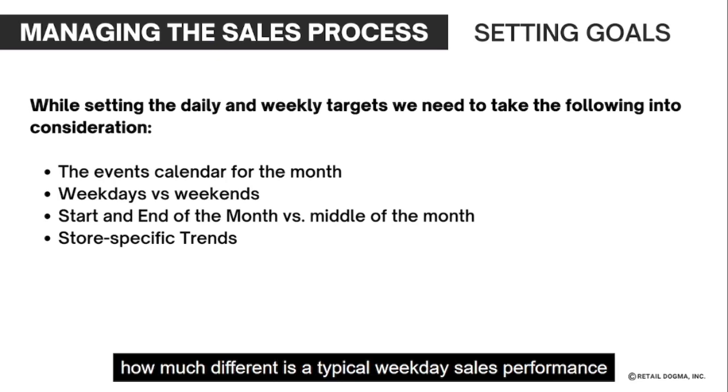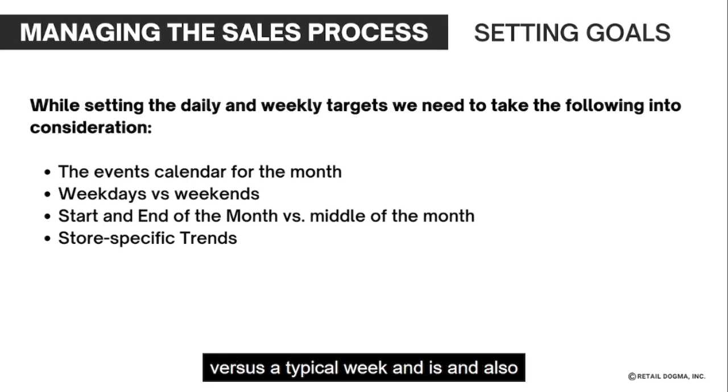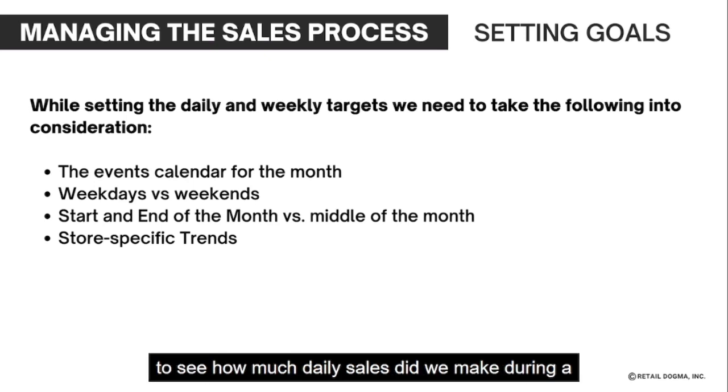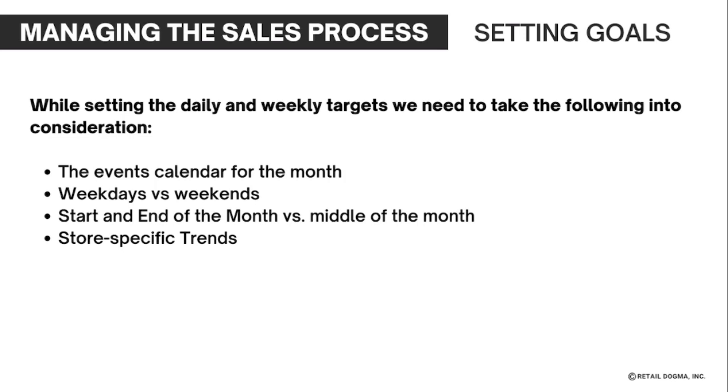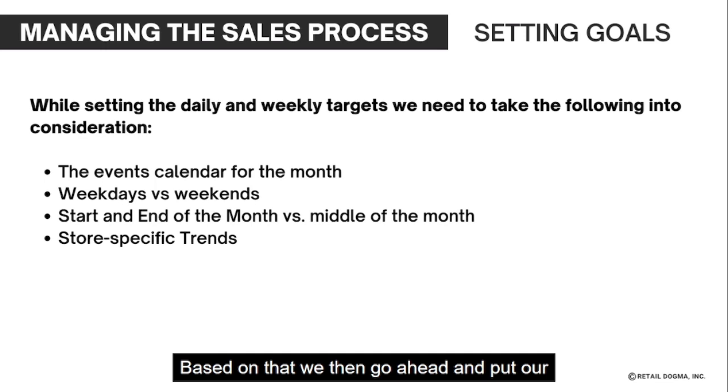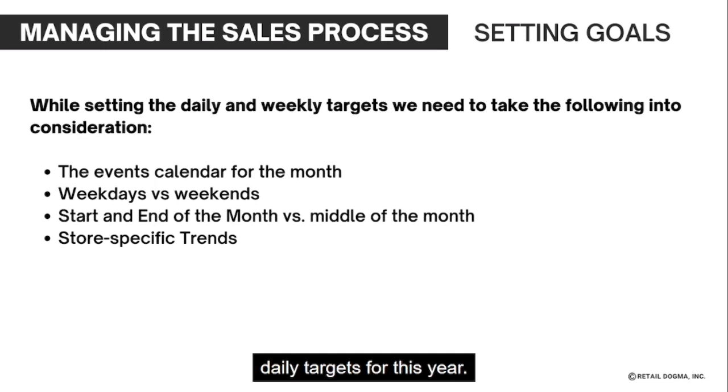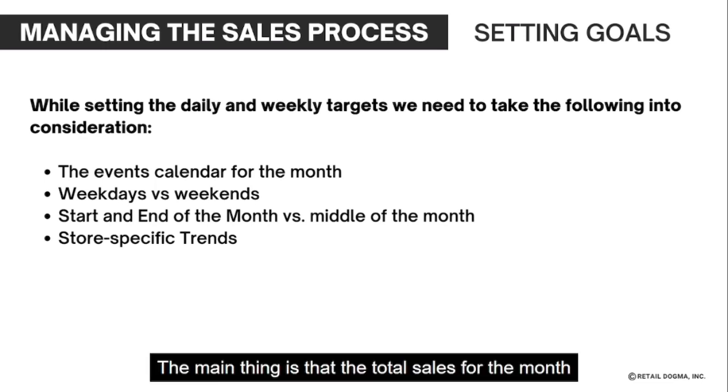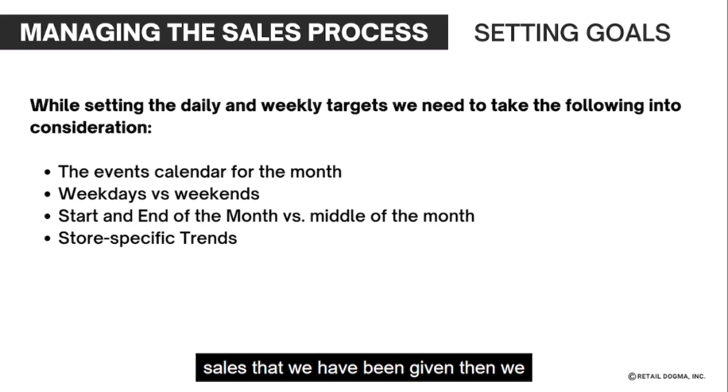To get an idea about the daily targets, we can use the data from last year as a reference to see how much different a typical weekday sales performance is versus a typical weekend, and also to see how much daily sales we made during a certain event last year. Based on that, we then go ahead and put our daily targets for this year. The main thing is that the total sales for the month for that store will be the same as the budgeted monthly sales that we have been given.